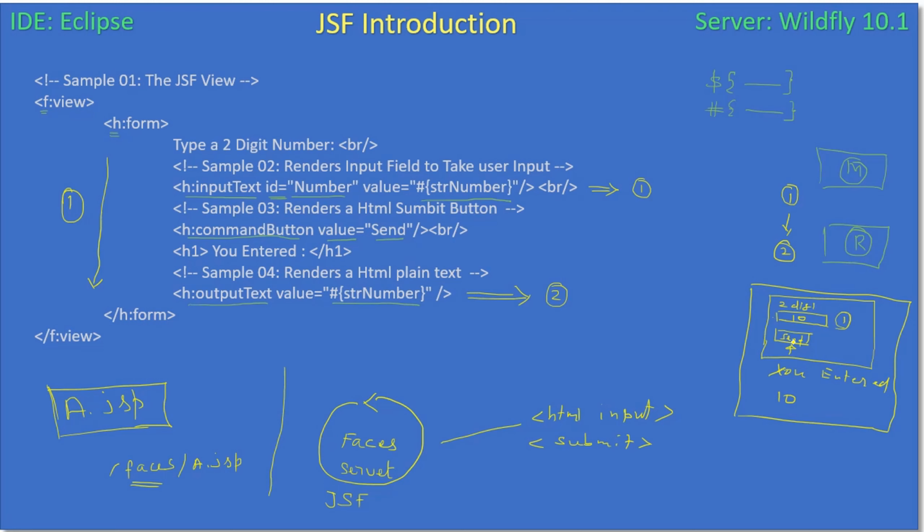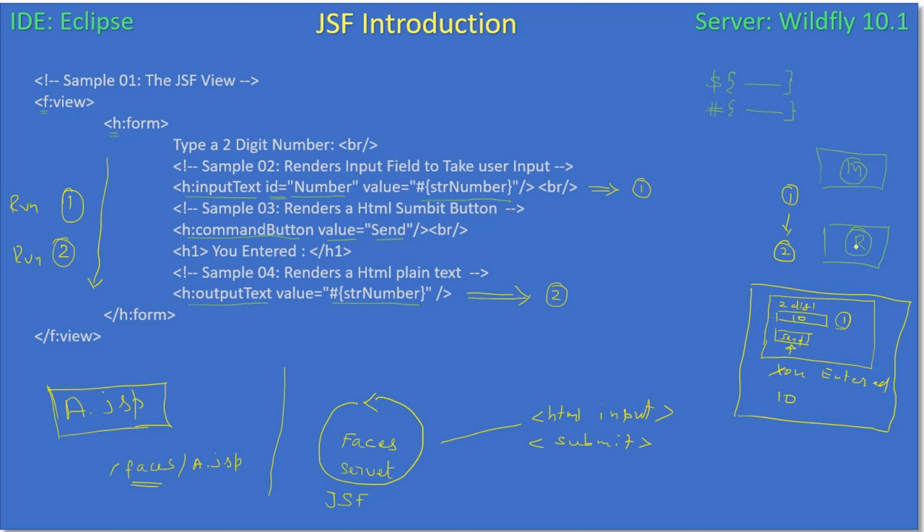Then the user types 10 here, then they click send, and the content will be again submitted to the same file, say a.jsp. Now it runs for the second time. The same form will run for the second time. This time the input text will read the value from the form. Here if you see, the value 10 is read and stored inside the str number in the JSF context. Then this you entered will get printed.